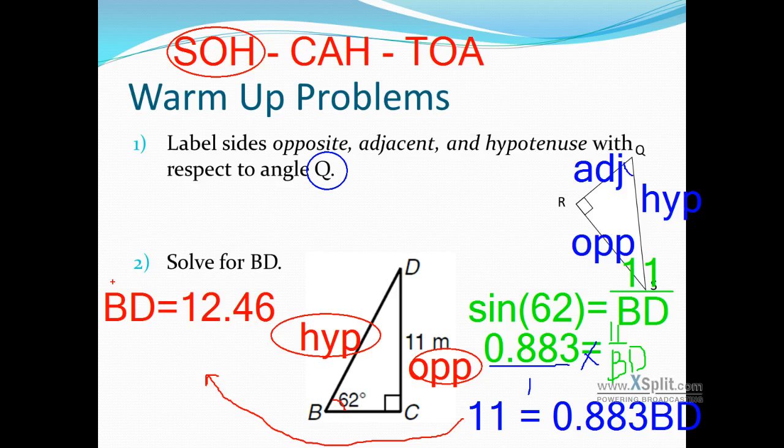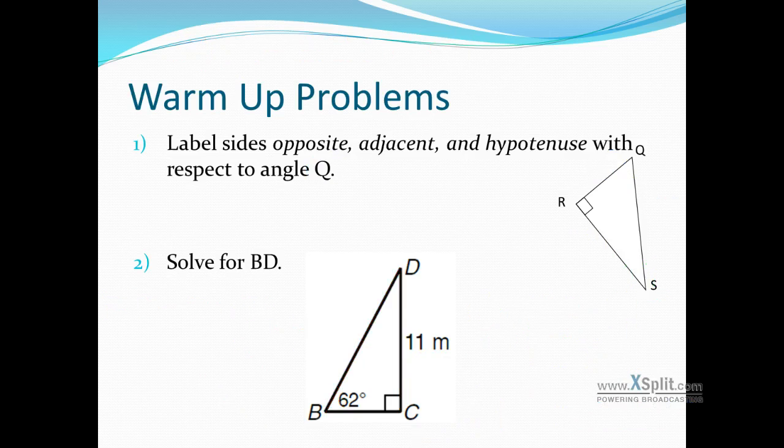As soon as we're done with our problem, make sure to check if that answer seems reasonable. BD seems like it could be about 12.46 since this side, CD, is 11. It seems very reasonable that this side would be over 11. About 12.46 seems pretty reasonable.